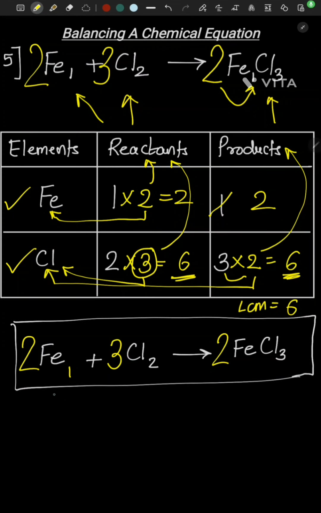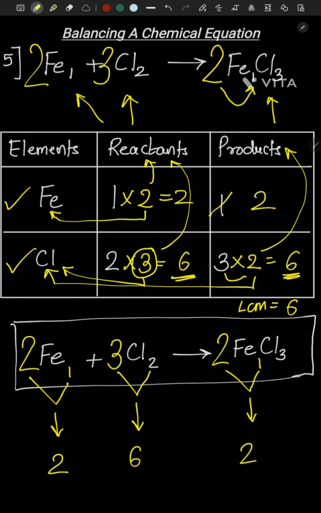Let's check. The number of Fe atoms on the reactant side is 2 ones are 2, and the number of Fe atoms on the product side is 2 ones are 2. Same way, the number of chlorine atoms on the reactant side is 2 3s are 6, and on the product side is again 2 3s are 6.